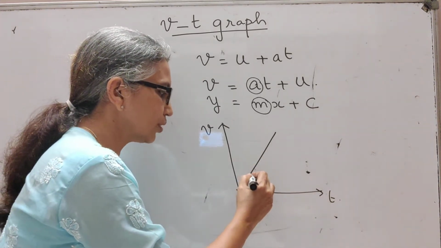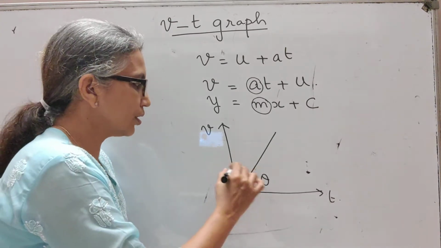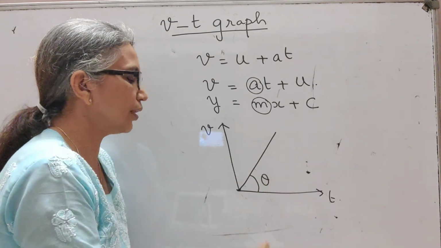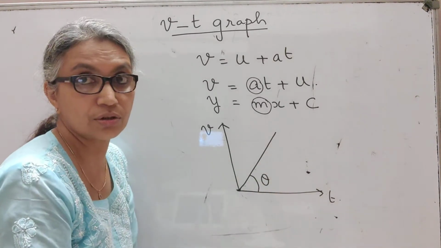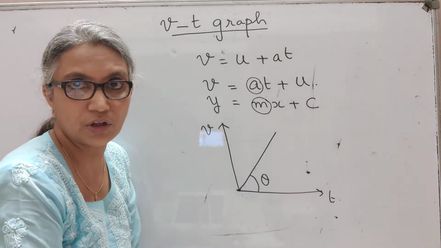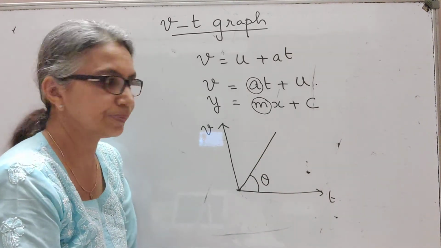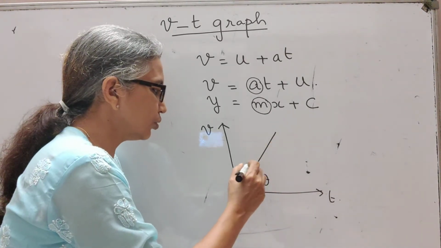Again I am telling you the slope of the graph will be tan theta. So tan theta, or the slope of this line, will give you the acceleration of the body. Had it been an xt graph, the slope of the line will give you velocity. In a VT graph, the slope of the line will give you the acceleration. Now that's simple to note.